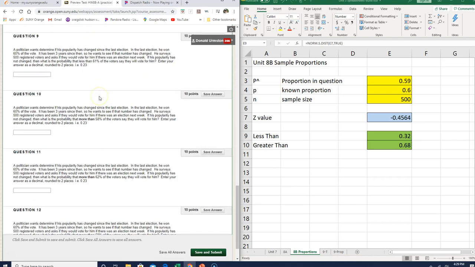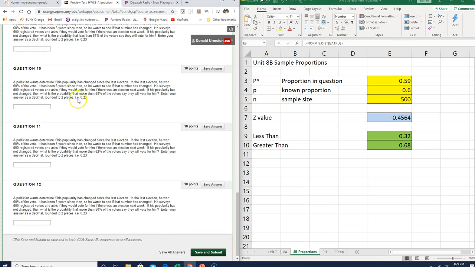I'm going to jump to number 10. And same situation, same politician. 60% is your known variable. Okay, 500 people. This time, what's the probability that more than 58%? So now the probability in question is 58%. What's the probability that more than 58% they'll vote for him? Well, that probability is 0.82.